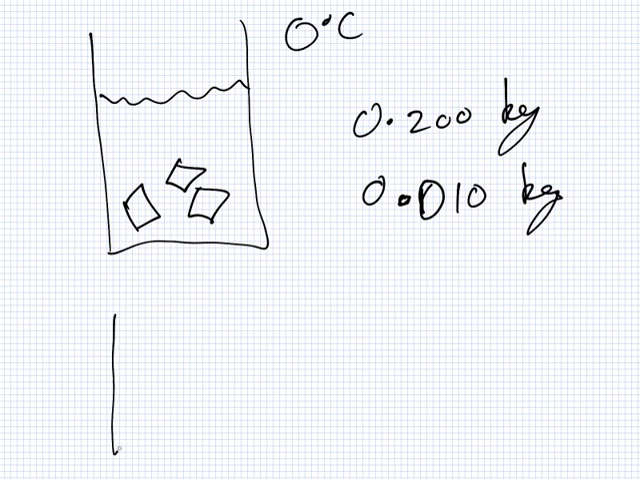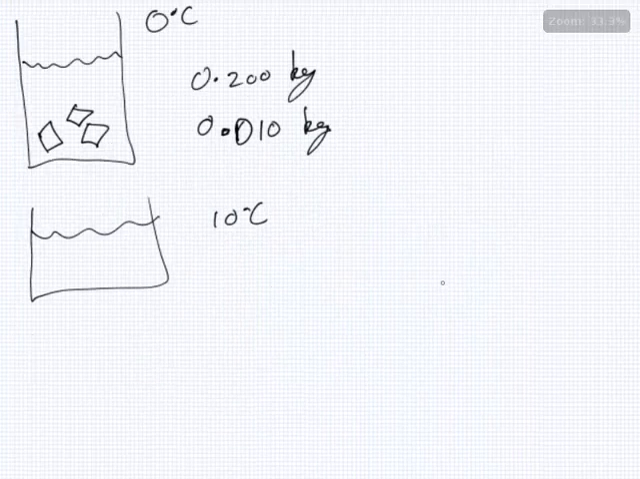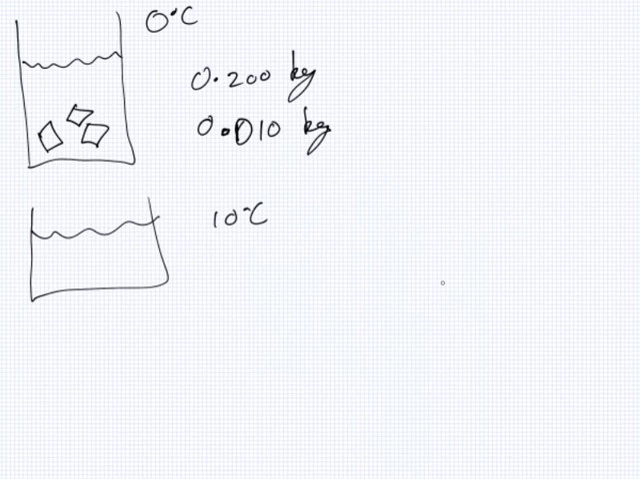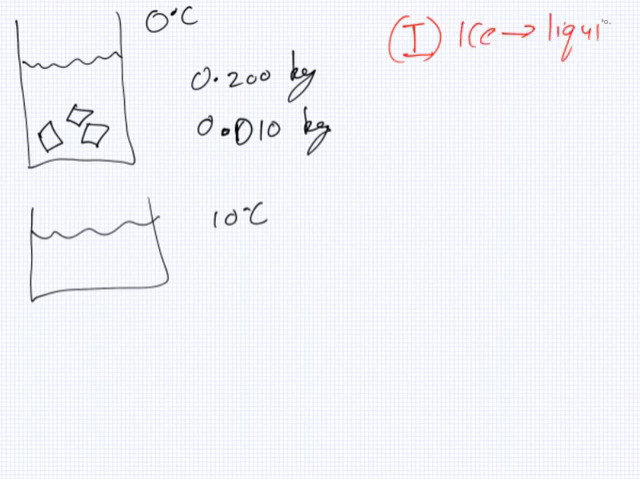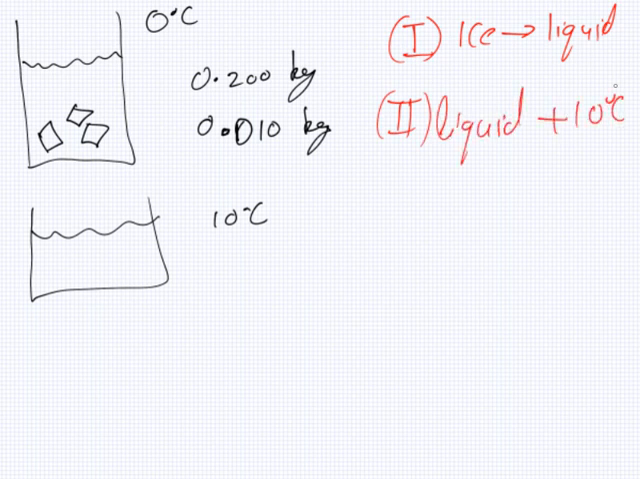And we want to know how much energy I need to make it into a temperature of 10. So there are two parts to this. Part 1 is that the ice must become a liquid, and then part 2, the liquid increases to 10. So part 1, how much energy do I need to convert the ice?